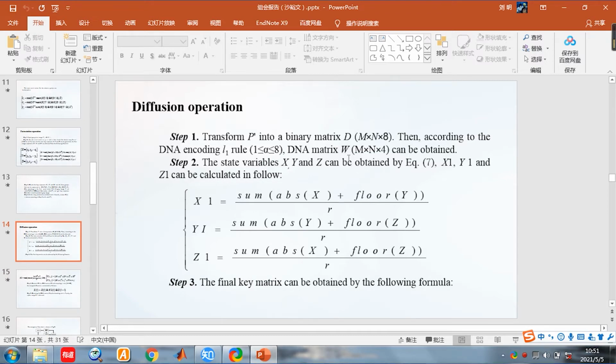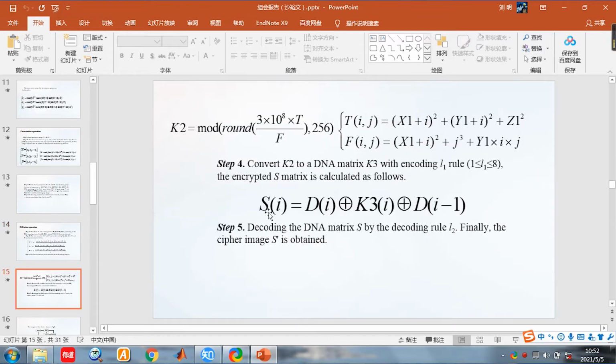Diffusion operation. Step 1. Transform the permuted image into a matrix D. Then, according to the DNA encoding L1 rule, the DNA matrix W can be obtained. Step 2. The state variables S, Y, Z can be obtained by equation 7. S1, Y1, and Z1 can be calculated as follows. Step 4. Convert key 2 to a DNA matrix key 3 with the encoding L1 rule. The encrypted S matrix is calculated as follows.